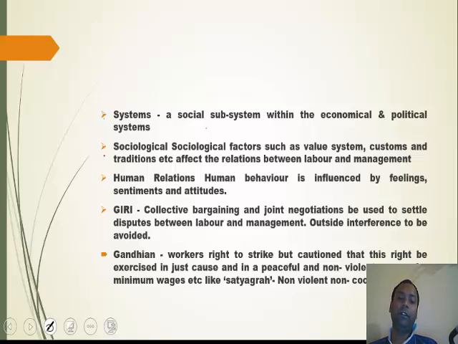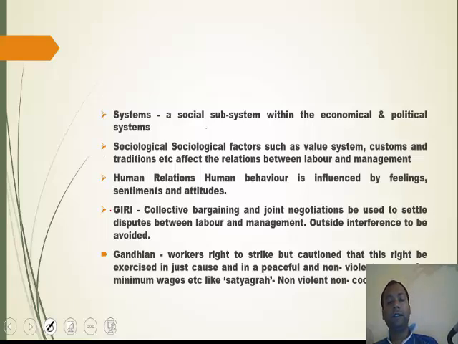Human behavior is influenced by feelings, sentiments, and attitudes. There are two approaches to solve a conflict. First is the Giri approach, that is collective bargaining and joint negotiations be used to settle disputes between labor and management, and outside interference to be avoided.